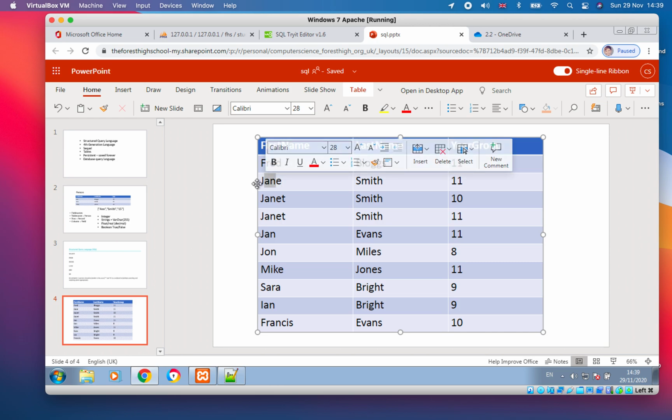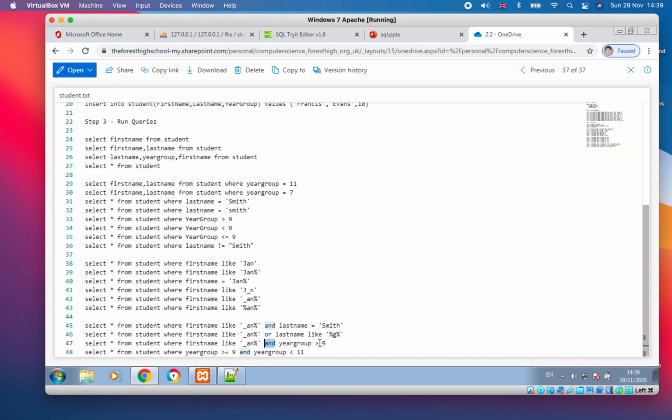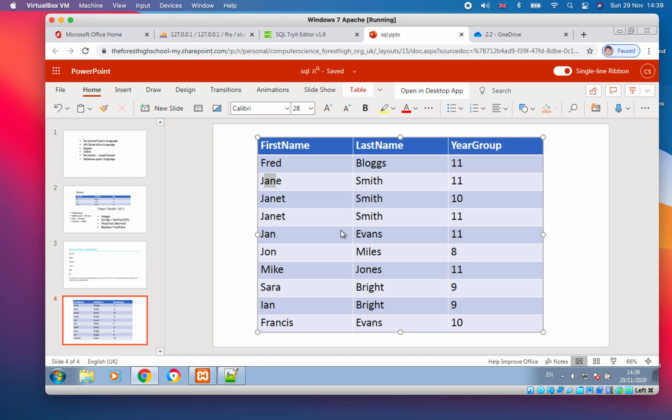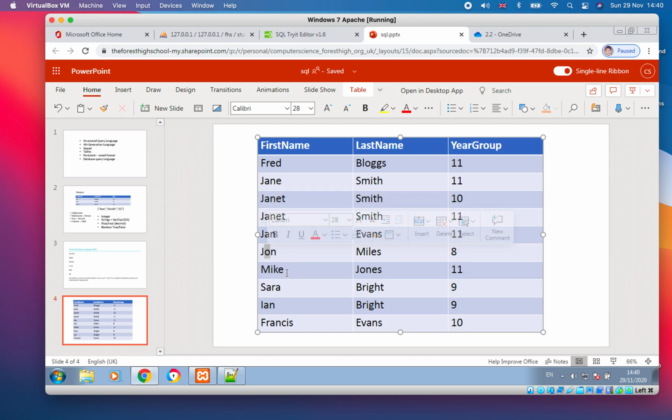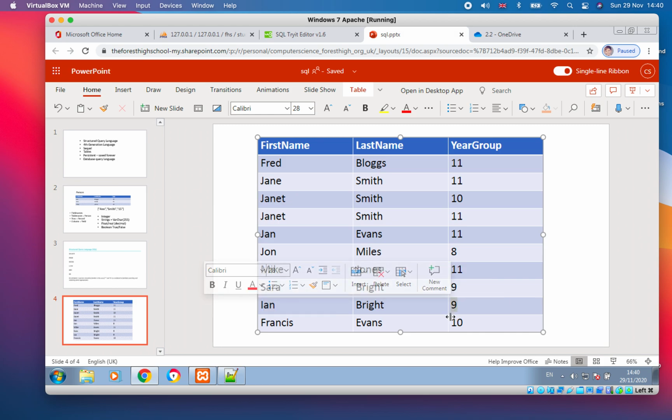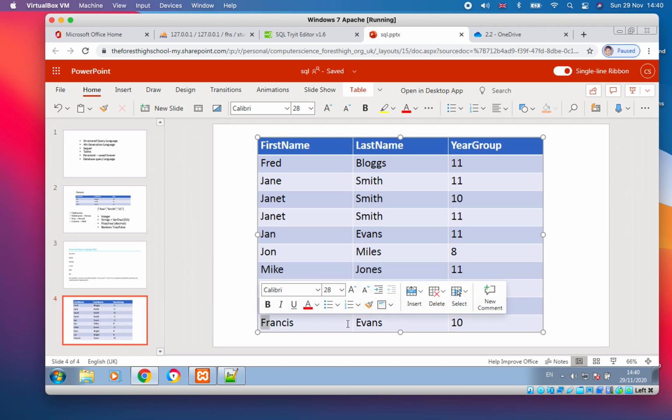Jane is in because we've got the capital J, the AN, and it's greater than 9, 11. Okay, so that's fine. Janet is in, year group's 10. Janet's in, year group's 11. Jan is in, year group's 11. John is out, no AN. Mike is out. Sarah is out. Ian is out. Although he's got AN in the first name, the year must be greater than 9, and it's not. It is 9, so Ian won't be in it. And Francis is out because we've got 2 letters at the front.